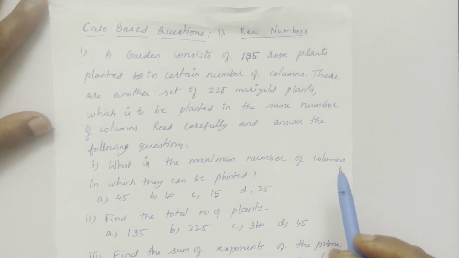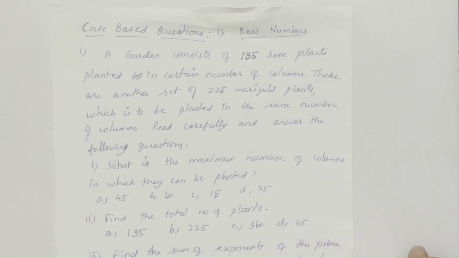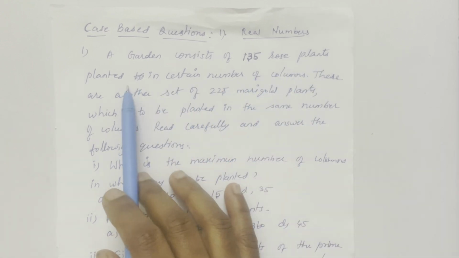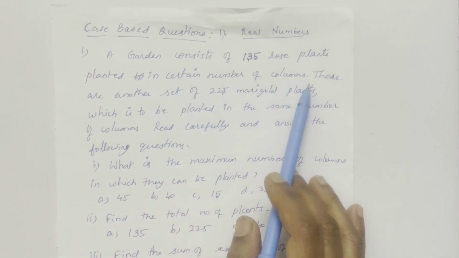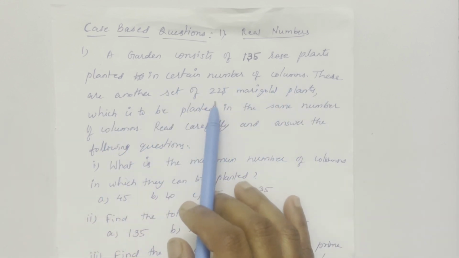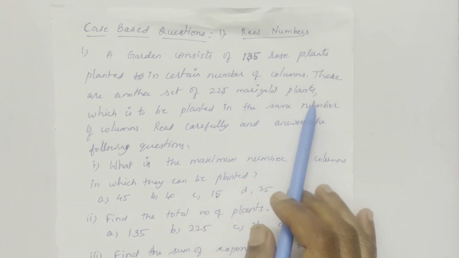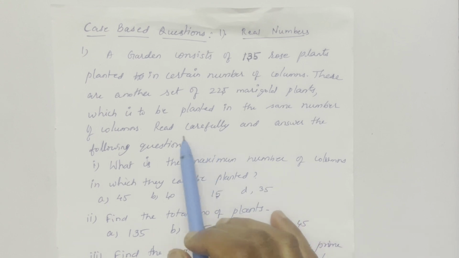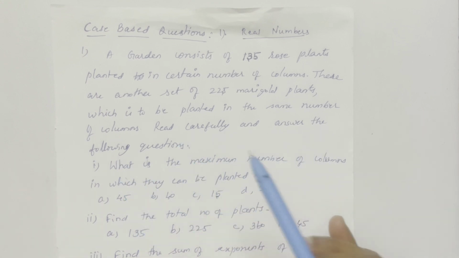Let us see some case-based questions. First chapter, real numbers. A garden consists of 135 rose plants planted in a certain number of columns. There is another set of 225 marigold plants which is to be planted in the same number of columns. Read carefully and answer the following questions.